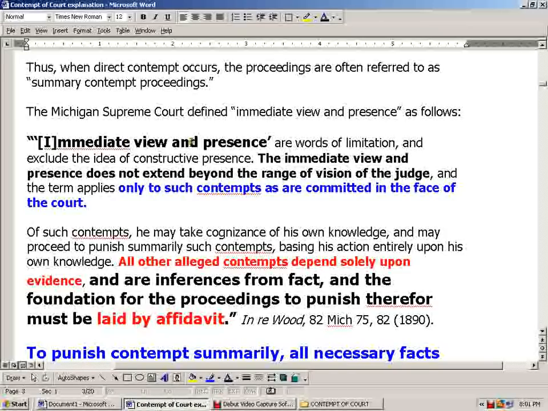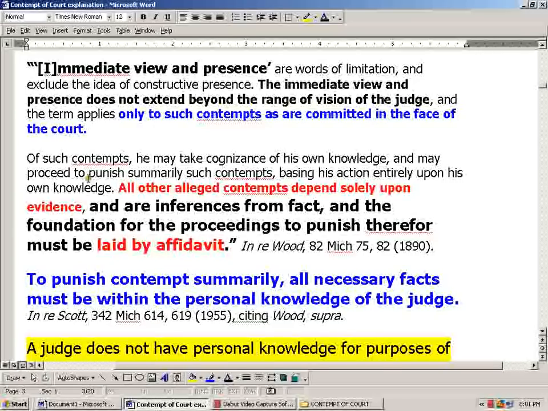Immediate view and presence are words of limitation and exclude the idea of constructive presence. The immediate view and presence does not extend beyond the range of the vision of the judge, and the term applies only to such contempts that are committed in the face of the court. Of such contempts he may take cognizance of his own knowledge and may proceed to punish summarily, basing his action entirely on his own knowledge. All other alleged contempts depend solely upon evidence and are inferences from fact, and the foundation for the proceeding to punish, therefore, must be laid by affidavit.